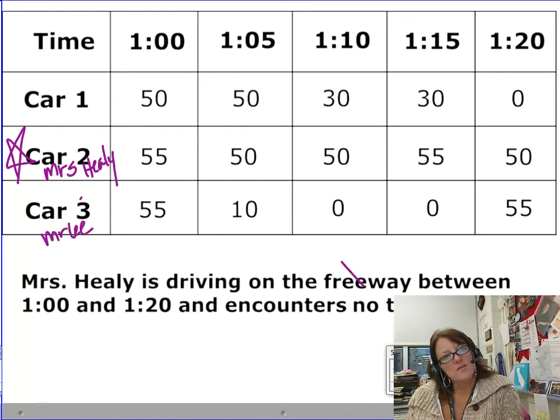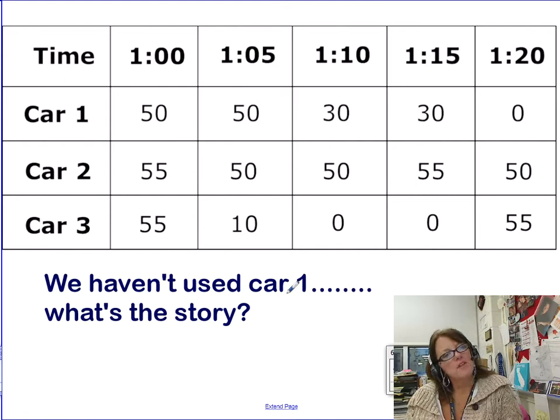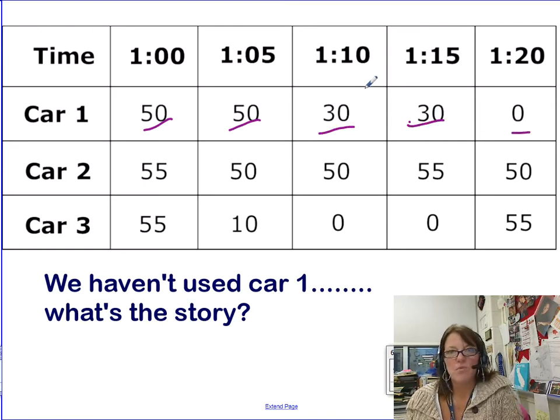Now that leaves us with car number 1. We haven't used that one yet. So what's car number 1's story? Could you think of what's happening as we're traveling along at 50 miles an hour, 50 miles an hour, then 30, and then dead stop? What could be going on there?